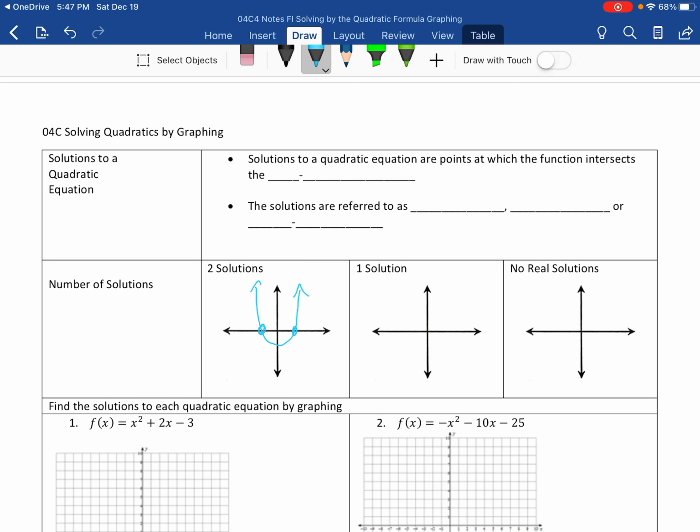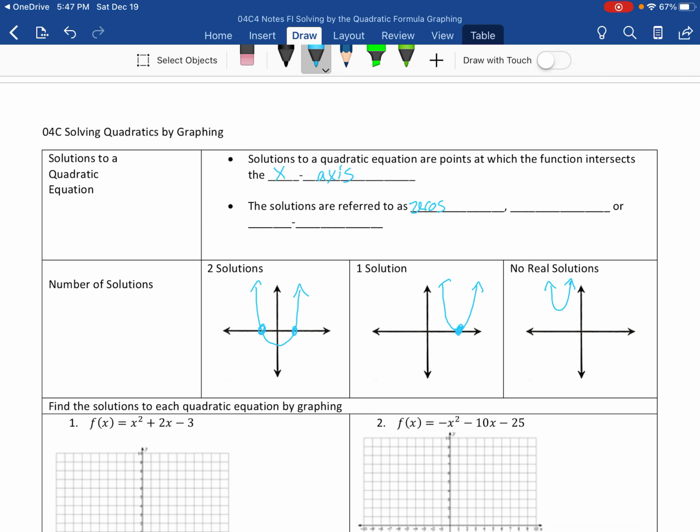We've talked about this before. If your graph crosses the x-axis twice, you have 2 solutions. If it only crosses it once, it's 1 solution. And if it does not cross at all, it's going to be no solutions, okay? So solutions to a quadratic equation are points at which the function intersects the x-axis, okay?